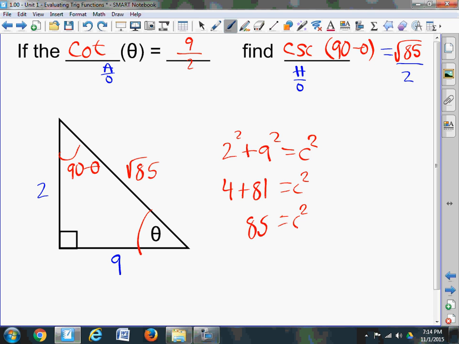Wait, not so fast. They didn't ask it for theta, they asked for 90 minus theta, which means it's actually the reciprocal of this. I'll show you what I mean in a second. We're using this angle up here. Hypotenuse is still root 85, but the opposite is actually 9. So it's going to be root 85 over 9. So they refer to a different angle. Sometimes they do it with alpha and beta and it's labeled in a diagram, but you just got to pay attention to which angle they're referring to.